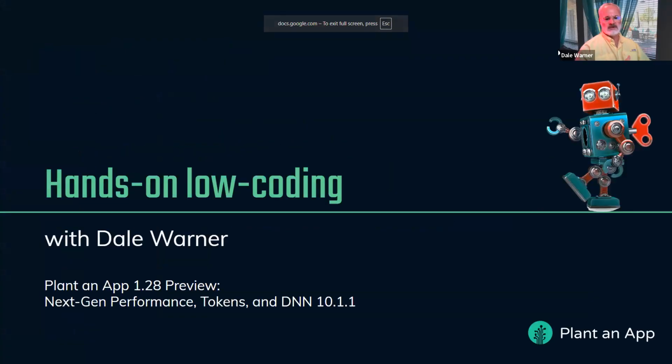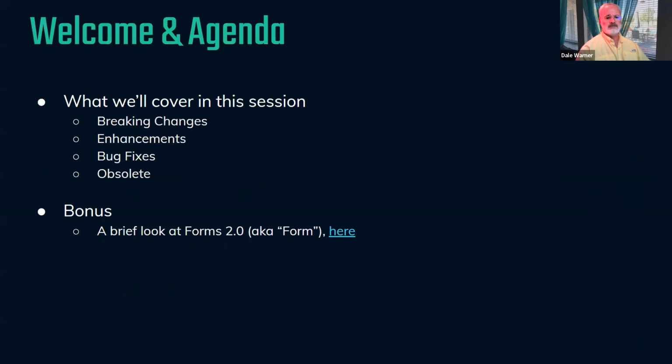So with that, we're going to go on to our hands-on low coding. We'll get to spend about 50 minutes or however long it takes today, but we're going to talk about the Plant and App 1.28 preview and a lot of the things that you'll see in that. This is not an exhaustive list, but rather things that are definitely in the version at this point. So what we're going to cover: there's a list of breaking changes, enhancements, bug fixes, things that are now obsolete. And if we have time, we'll take a quick look at our new forms product.